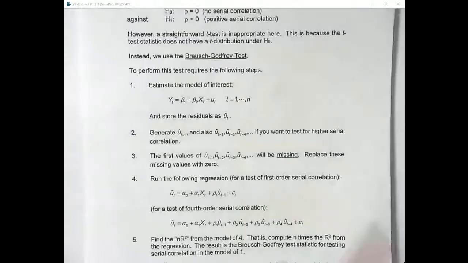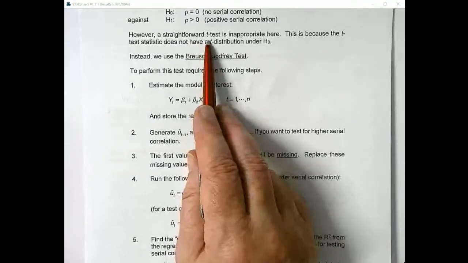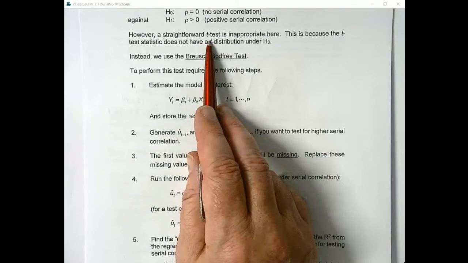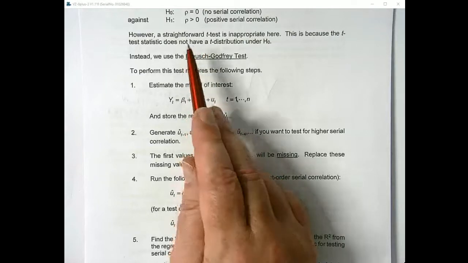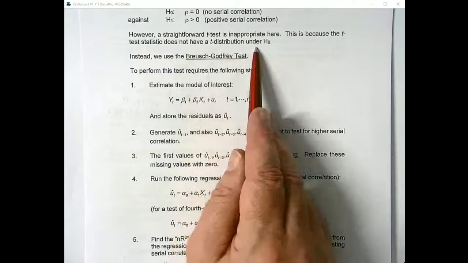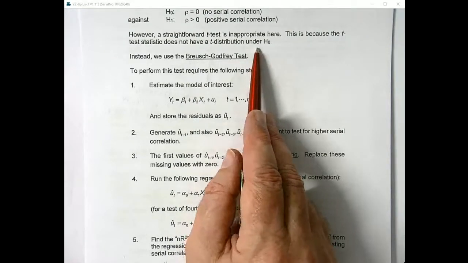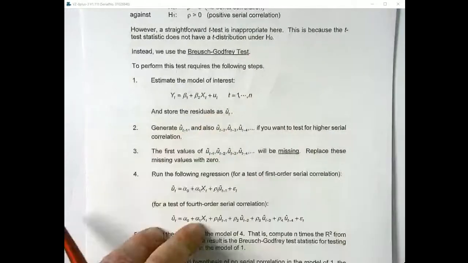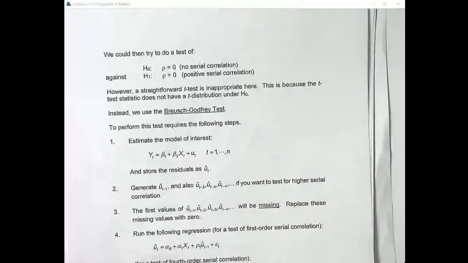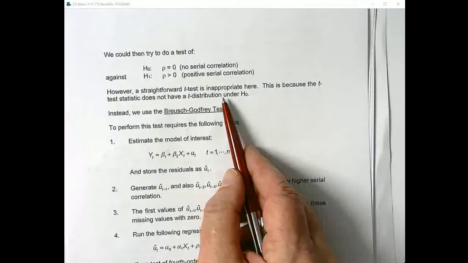Now there is a problem here. A straightforward t-test is inappropriate here. This is because the t-test statistic does not have a t-distribution under the null hypothesis. Why is that? Well, I'm not going to explain that. That's econometric theory, which is beyond the scope of the module.